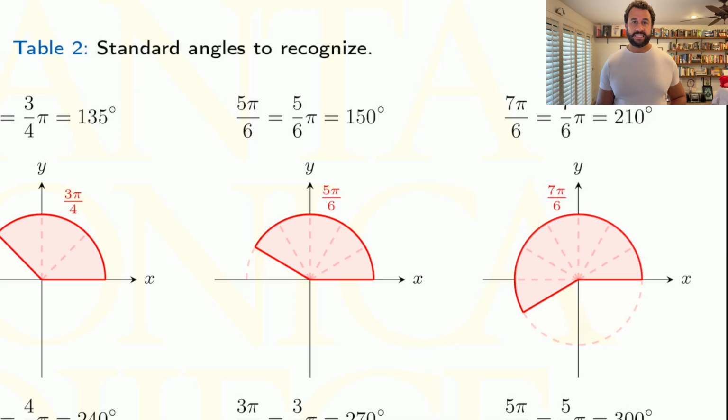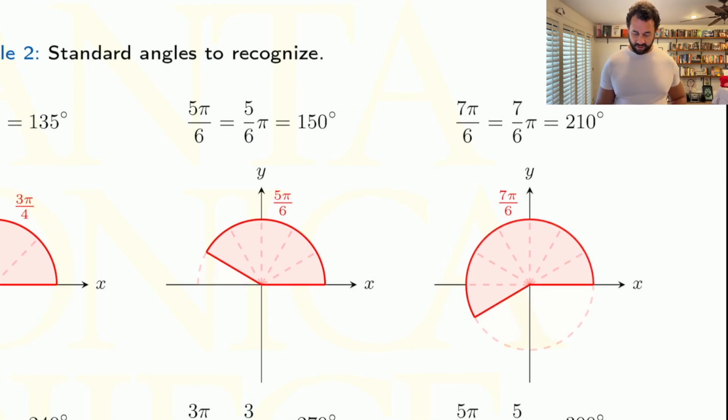Okay, here we go. 5 pi over 6. 5 pi over 6 looks like this. We're going to take pi, cut it into 6 equal-sized pieces. 1, 2, 3, 4, 5, 6. And we're going to take 5 of them. There we go. Again, we know that 1/6 pi is 30 degrees. So 5/6 pi is 5 times that, which is 150 degrees.